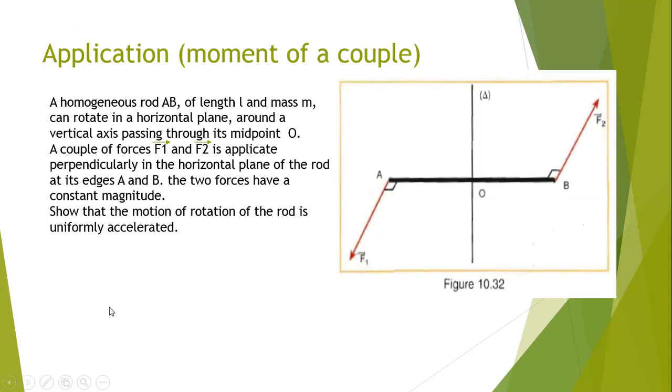Now we are going to show an application relative to the moment of a couple. Consider a homogeneous rod AB of length L and mass M that can rotate in a horizontal plane around a vertical axis passing through its midpoint O. So we consider this rod AB, and delta is the axis of rotation passing through the center O of the rod AB. A couple of forces F1 and F2 is applied perpendicularly in the horizontal plane of the rod at its edges A and B.